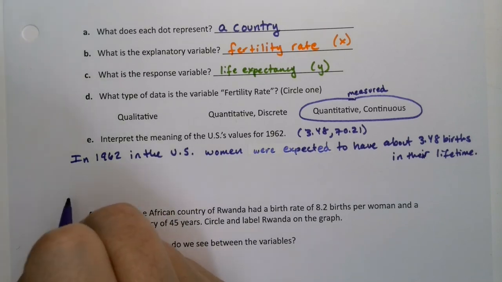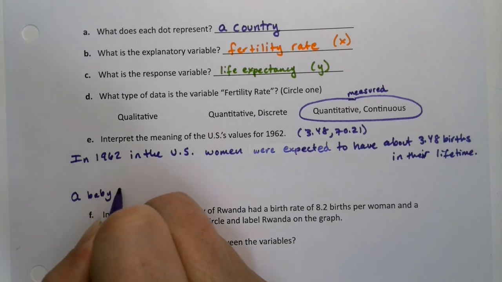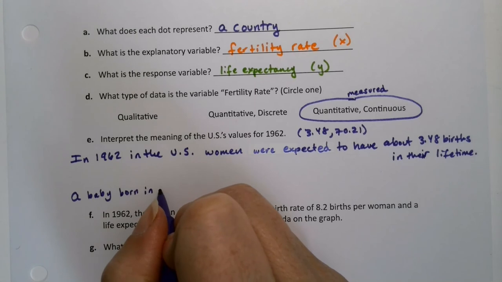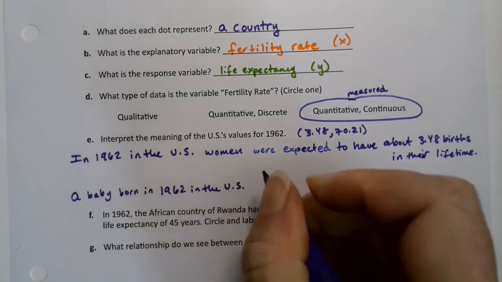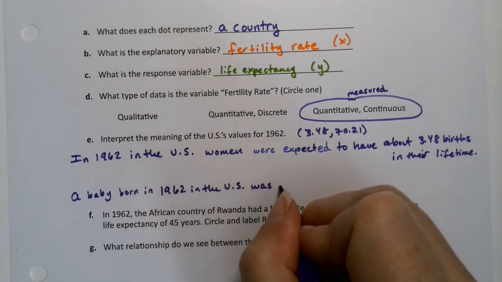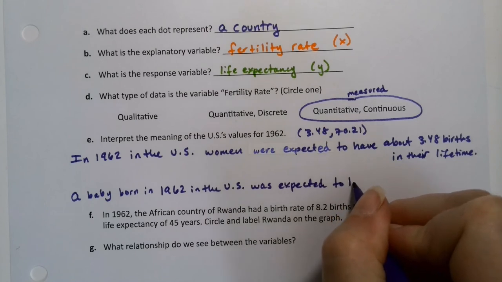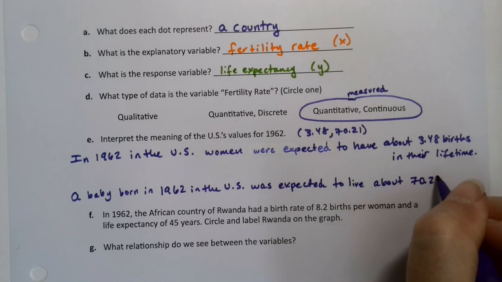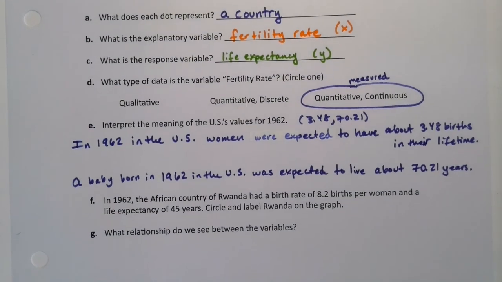All right, also in 1962 in the US, a baby born in 1962 in the US was expected to live about 70.21 years, which is a measurement, of course, of the healthcare and health level of your country.